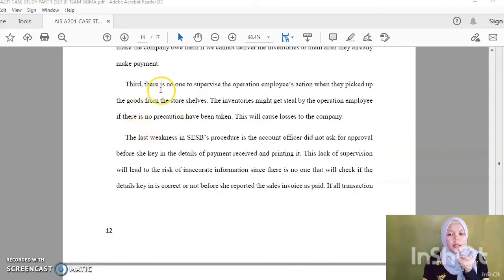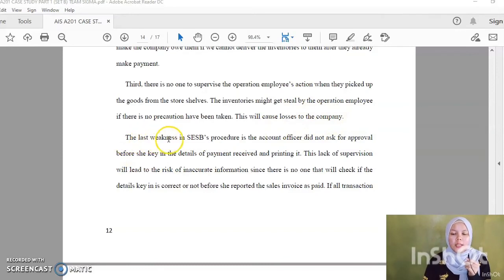Okay, thirdly, there is no one to supervise the operation employees' actions when they pick up the goods from the store shelf. The inventories might get stolen by the operation employees if there is no precaution being taken. This will cause loss to the company.